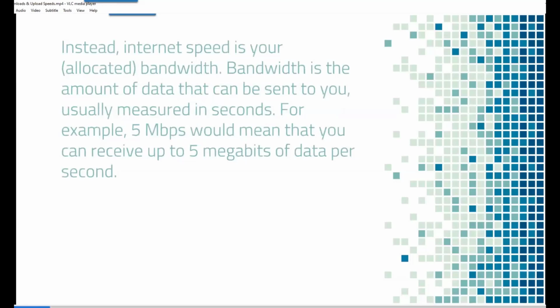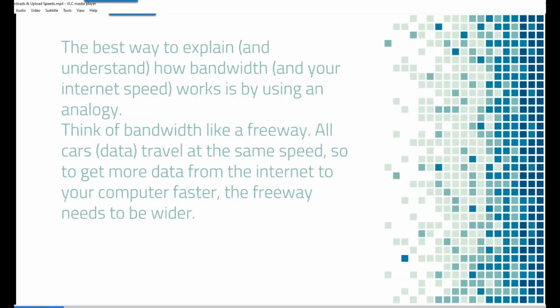Instead, internet speed is your allocated bandwidth. Bandwidth is the amount of data that can be sent to you, usually measured in seconds. For example, 5 megabits per second would mean that you can receive up to 5 megabits of data per second. The best way to explain and understand how bandwidth and your internet speed works is by using an analogy. We're going to use a couple of them. The first one is, think of the bandwidth like a freeway. All the cars or the data travel at the same speed. So to get more data from the internet to your computer faster, the freeway needs to be wider.